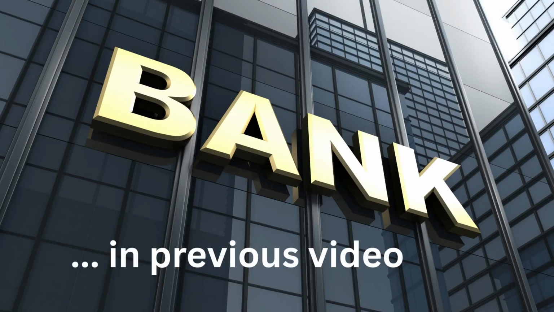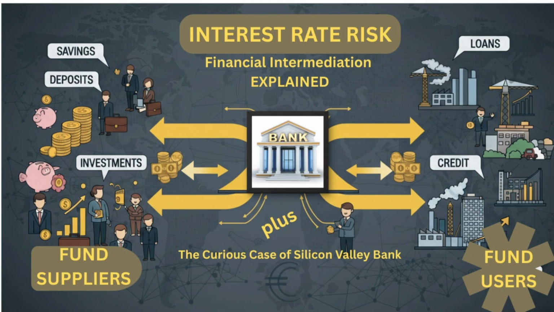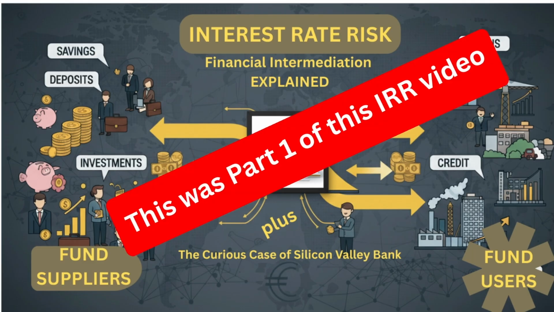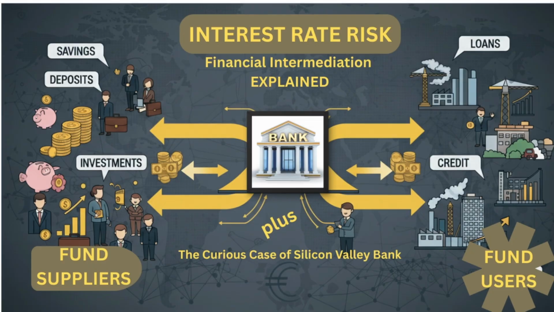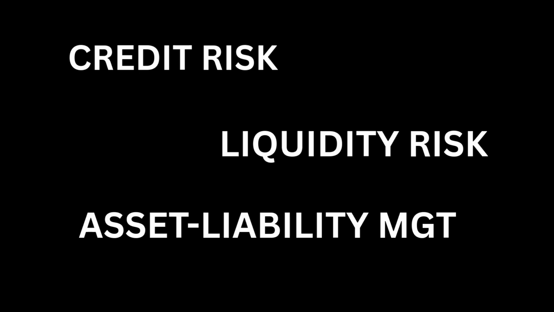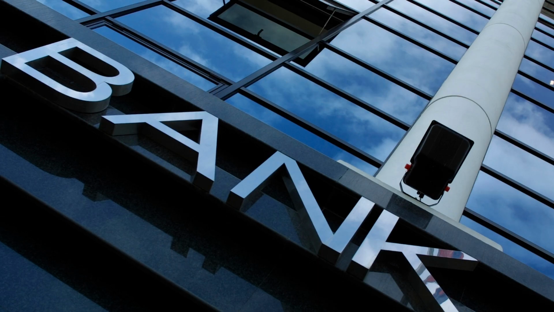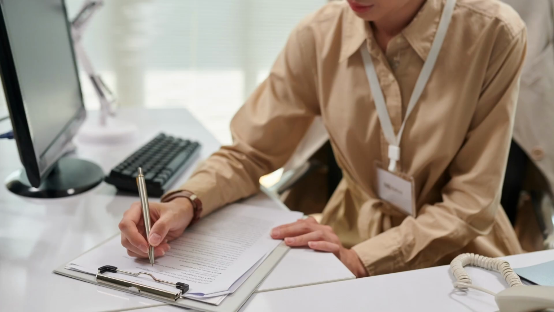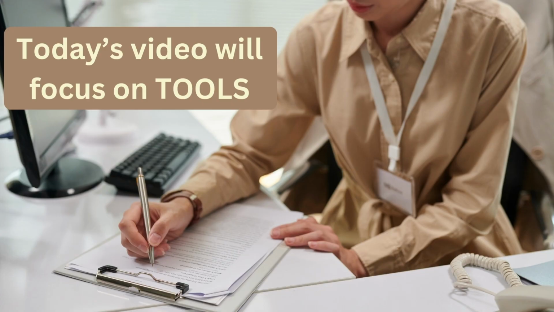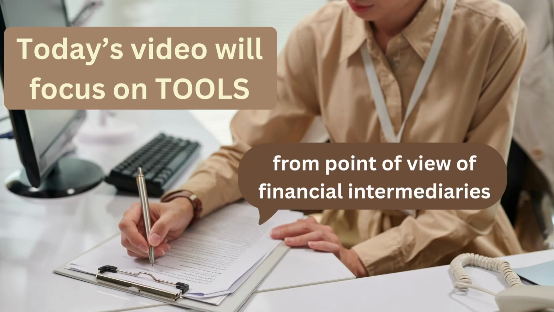Hi, in the previous episode, we talked about interest rate risk, what it is and how it impacts financial intermediaries, etc. And then we talked about the example of how interest rate risk impacts the credit, liquidity, and the overall asset liability management of banks, citing Silicon Valley Bank as an example of recent failures. In today's follow-up episode, we'll talk more about the basic risk management tools available to combat interest rate risk from the point of view of financial intermediaries.